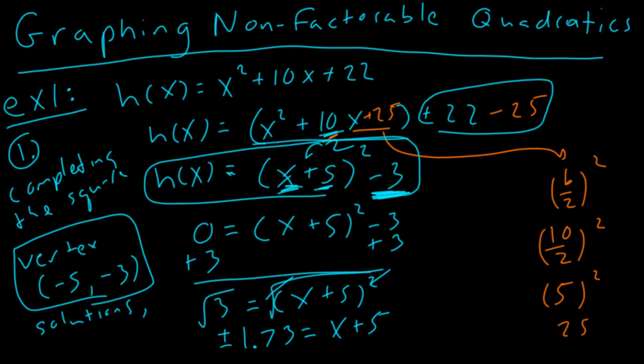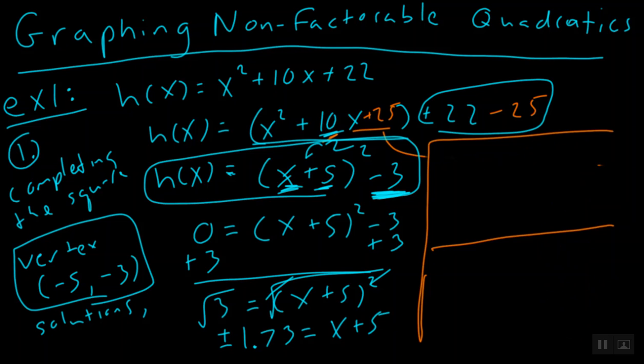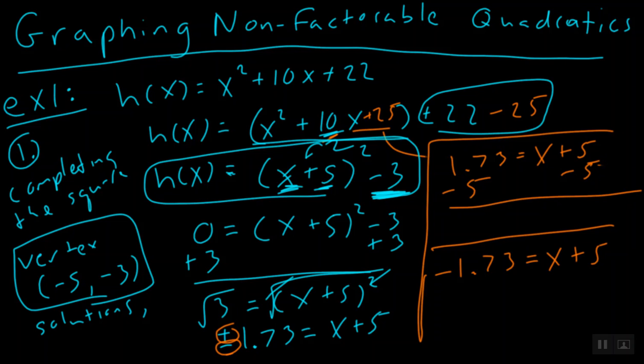Now notice, I'm going to pause this, clean this up real quick. Remember, we have to write this twice. We have to write the positive 1.73 is equal to x plus 5, and we have to write the negative 1.73 is equal to x plus 5. Now notice, how do you get rid of a plus 5? Well, this is the easy part. Minus 5, minus 5. And what is 1.73 minus 5? Well, of course, that's going to be negative 3.27 is equal to x.